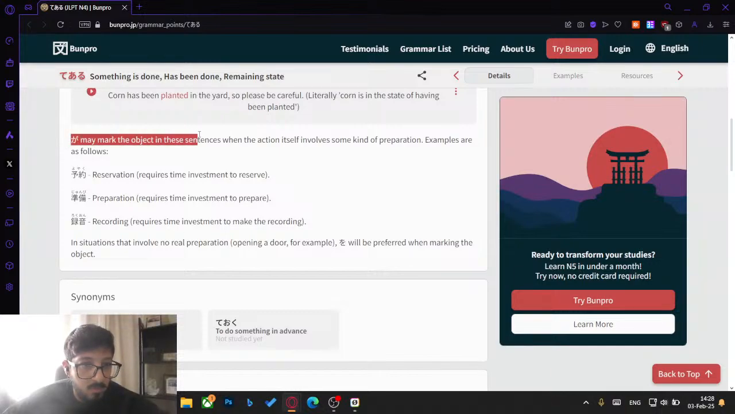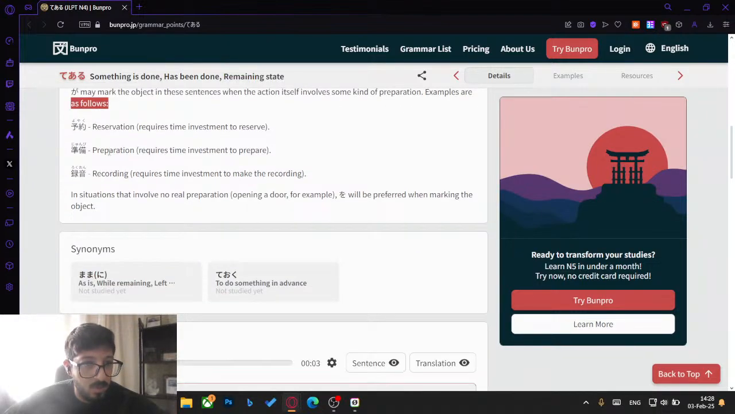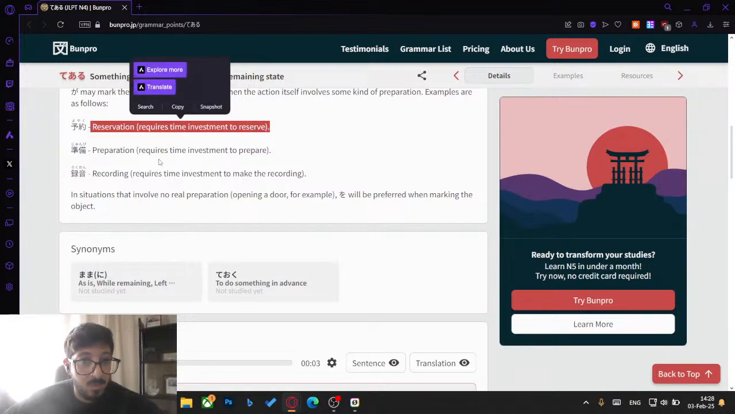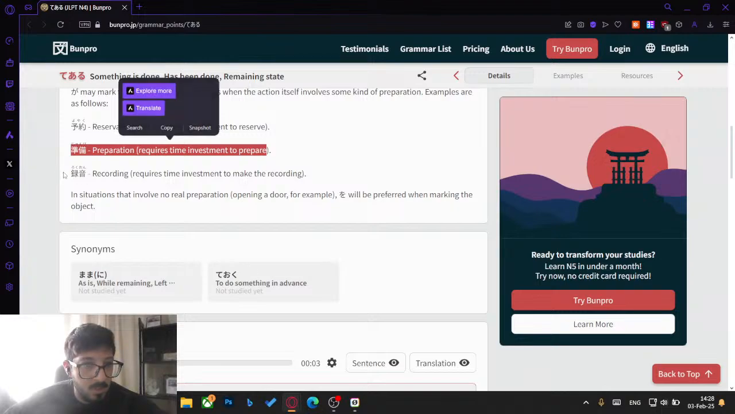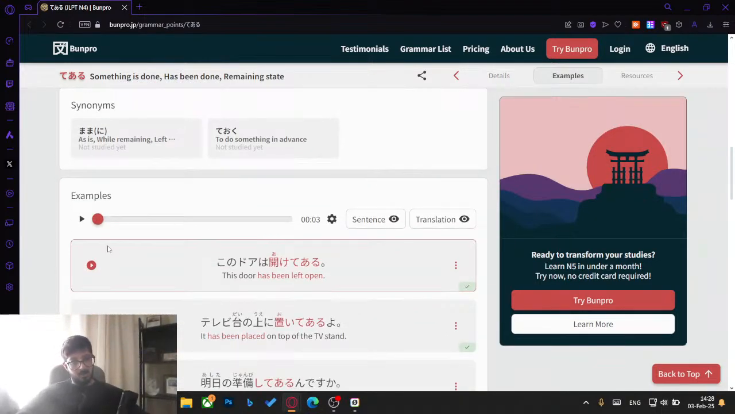Ga may mark the object in these sentences when the action itself involves some kind of preparation. Examples are as follows. Yoyaku, reservation, requires the investment to reserve. Junbi, preparation, okay. Anyways, so yeah, I think I understand.